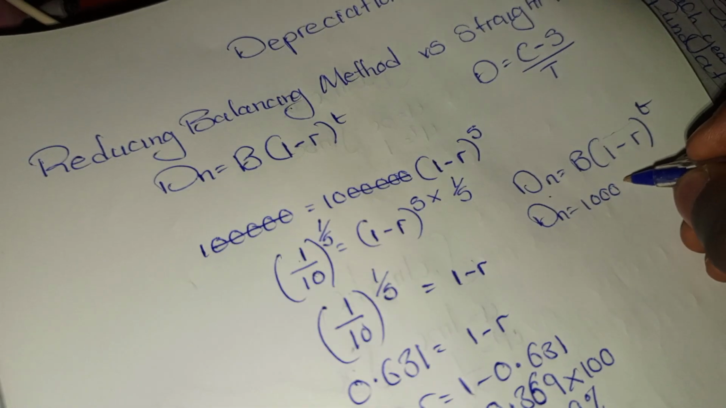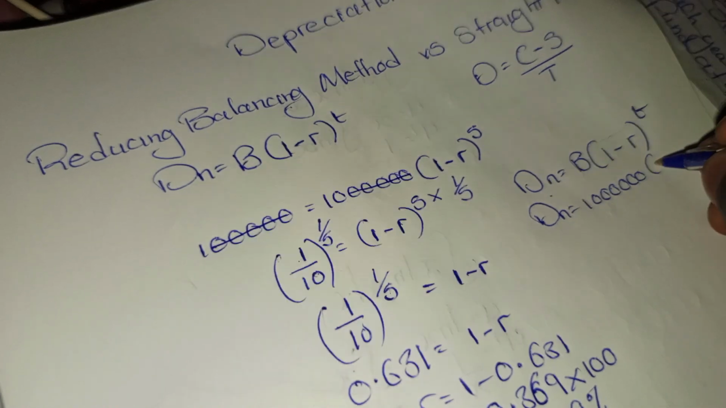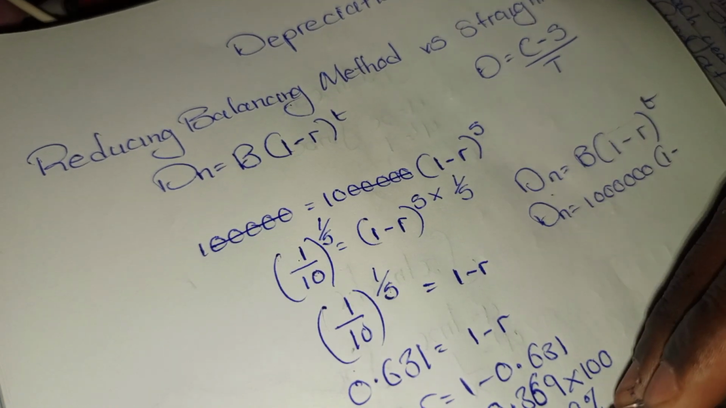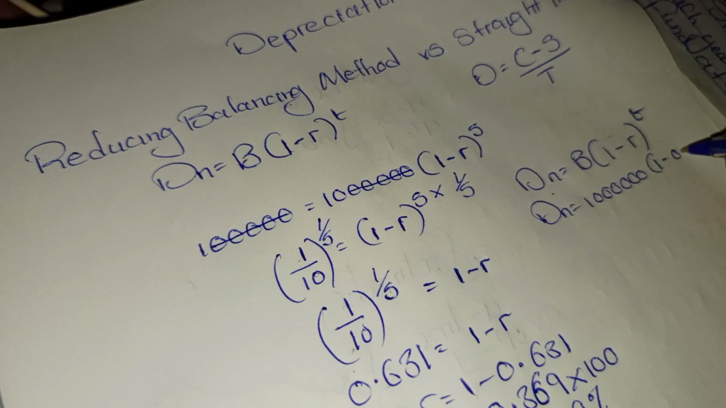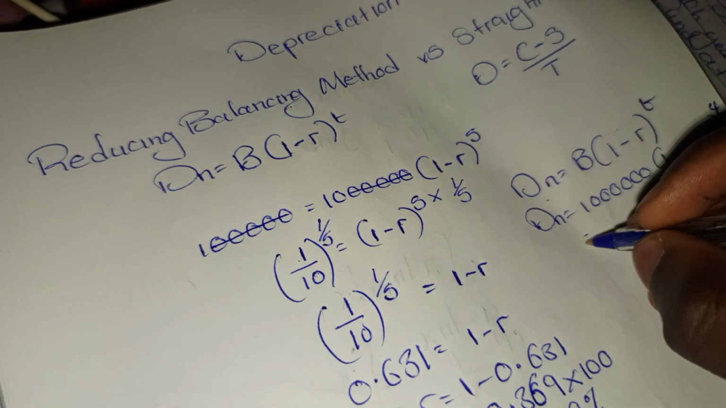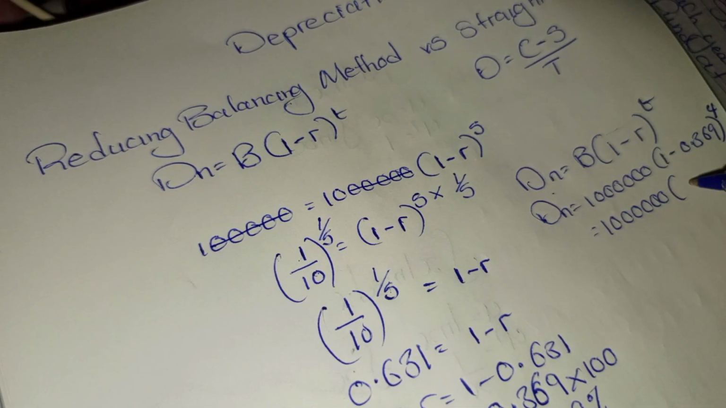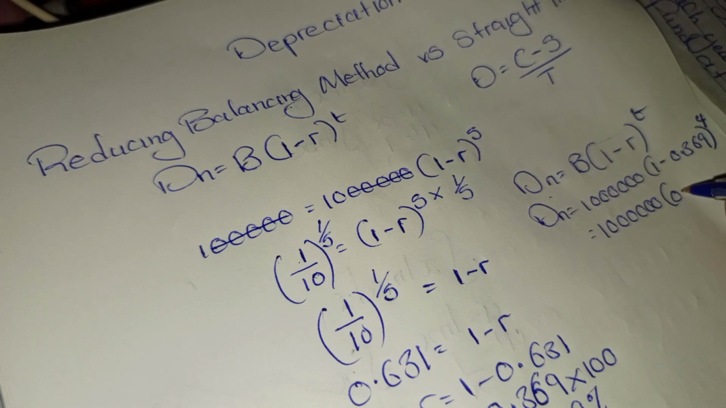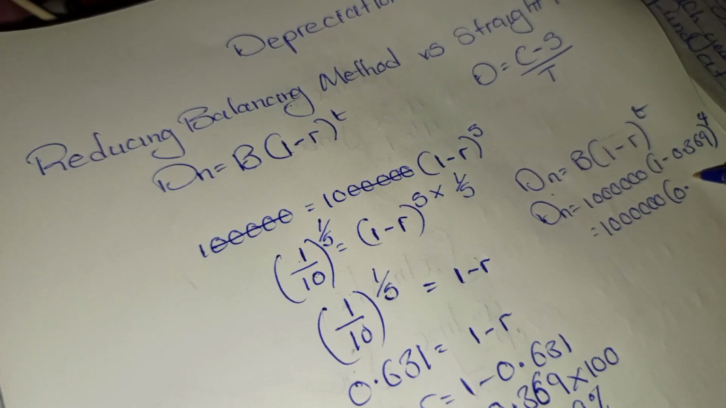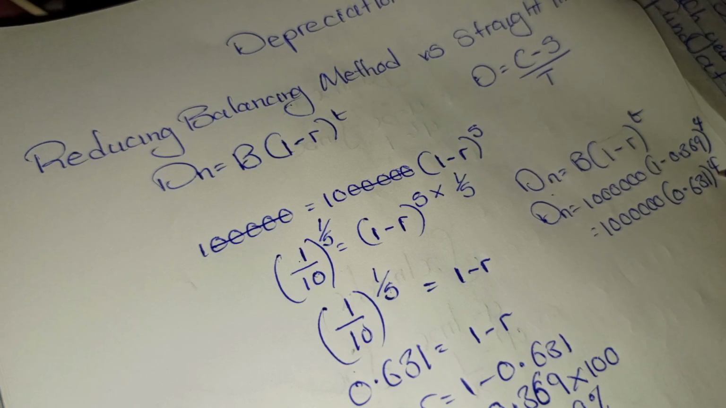1 million. So since we know we have the book value to be 1 million, the rate to be 0.369 and the time to be 4, now, 1 million, where if you subtract, you get your answer to be 0.631 to the power 4.